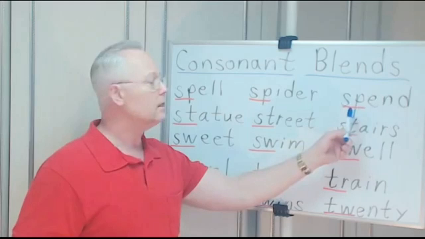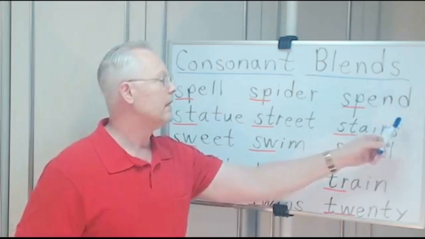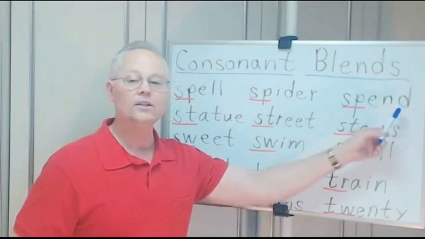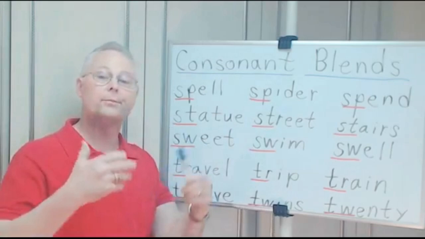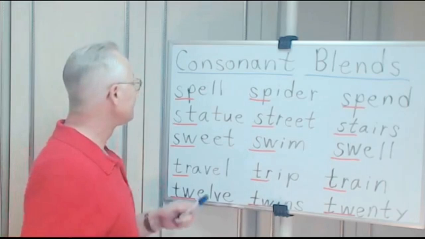SP, spa, end. Take away SP and you have the word end. Take off the D, you'd have EN. Sounds like N. Put on the D, end. Spend. Spend money. When you go shopping, you spend money. Or maybe you spend some time with your family on the weekends.